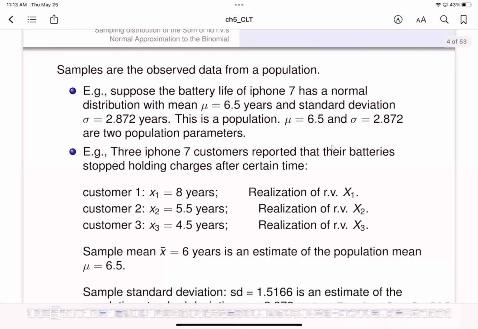Similarly, if we compute the sample standard deviation from this example with 3 customers, it would give a standard deviation of 1.51. And we are using that sample standard deviation to estimate a population standard deviation of 2.87. So in this case, with a sample size of 3, you can see the difference is pretty big, 1.5 versus 2.87.